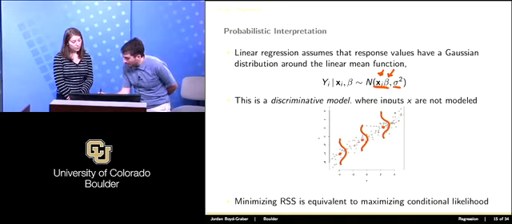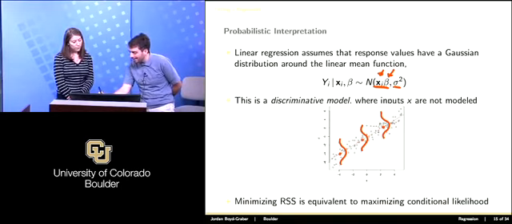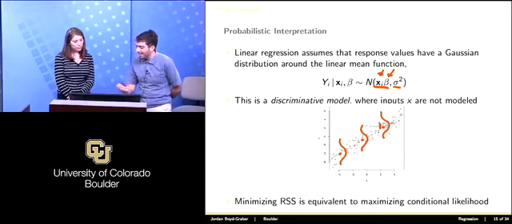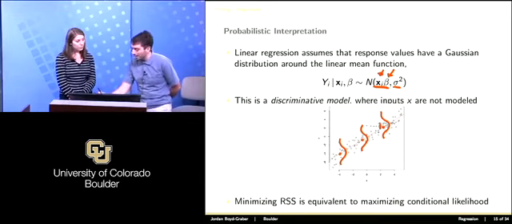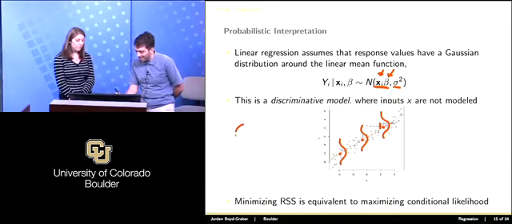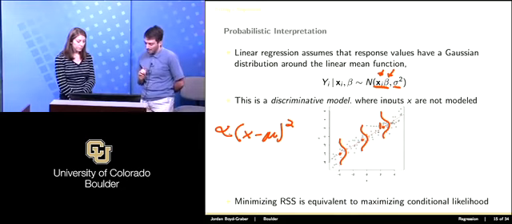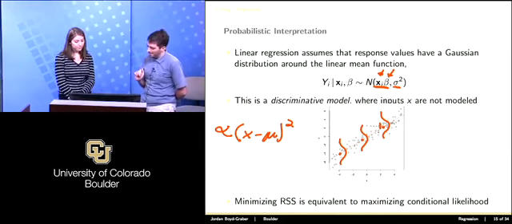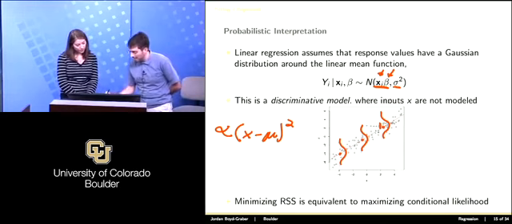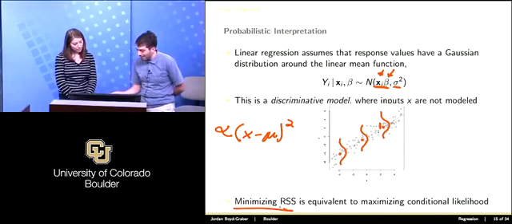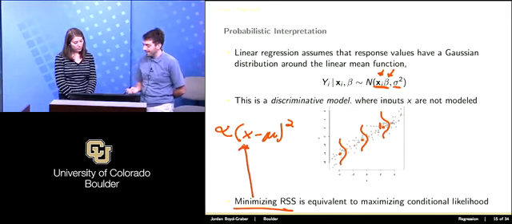And so this should make sense in the residual sum of squares sense, because the density function of a Gaussian looks something like x minus the mean squared, or it's proportional to that, at least. Okay, any questions on that interpretation? No. Okay, and if you minimize the residual sum of squares, then that's equivalent to maximizing the conditional likelihood.